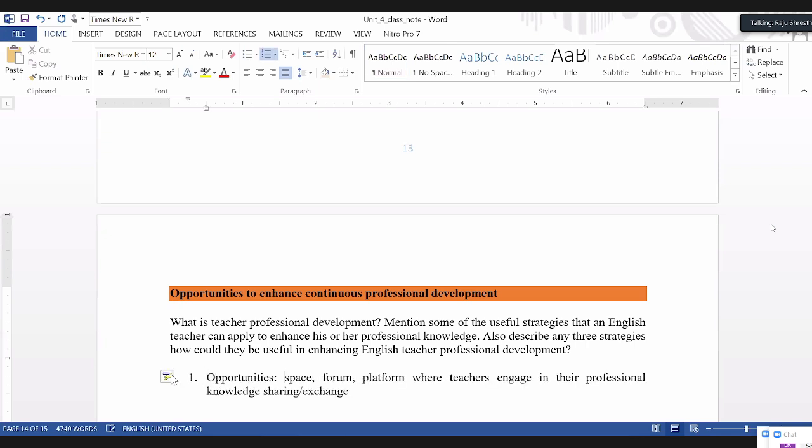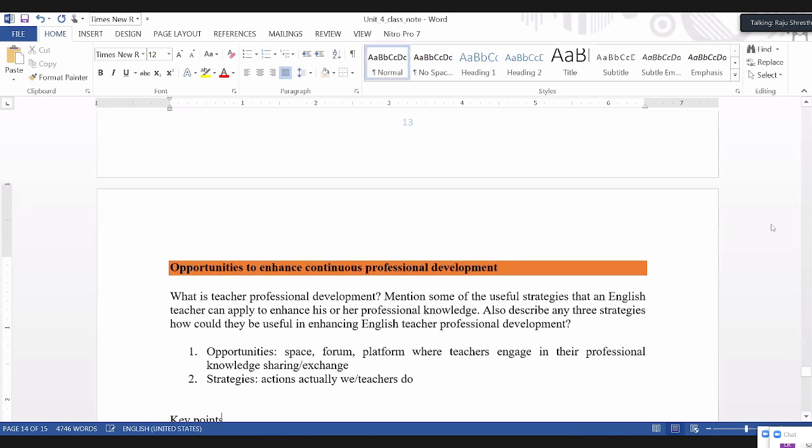Opportunities are not strategies. Opportunities means the space, forum, platform we create where teachers engage in their professional knowledge sharing or actions. Strategies are the actions we do. Strategies are the actions actually done by teachers. This is what strategy is. So in this way, we understand.